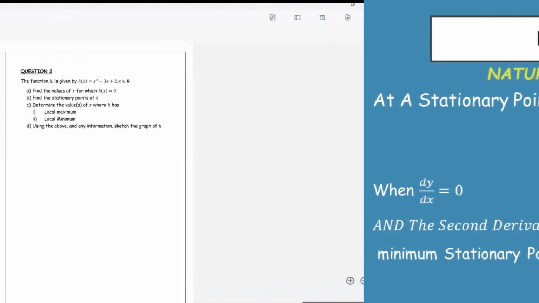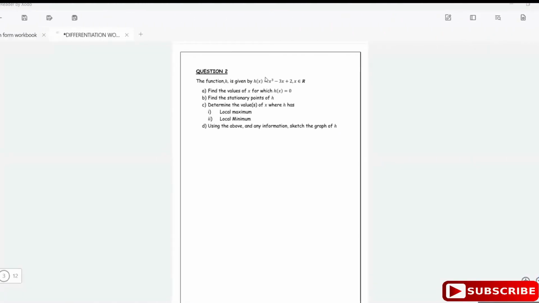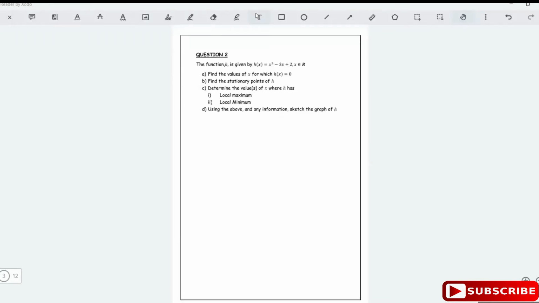Right here, it says the function h of x is equal to x cubed minus 3x plus 2. Find the values of x for which h of x equals 0. To do this, the first thing we have to use is trial and error because we're solving for roots. We want to solve h of x equals 0, so we're solving for roots.